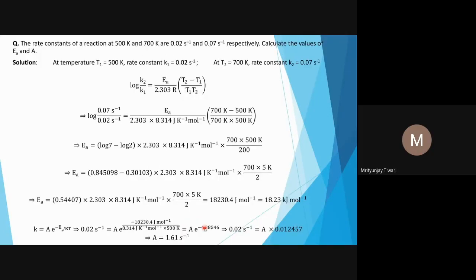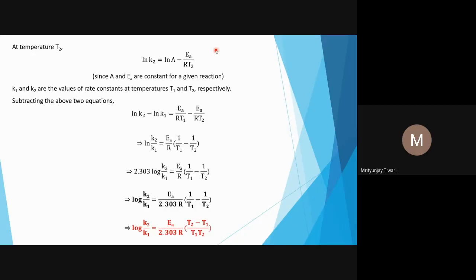The rate constants of a reaction at 500 Kelvin and 700 Kelvin are 0.02 per second and 0.07 per second respectively. What we see in this numerical problem is that with increasing temperature, the rate constant is increasing. That means the rate of reaction is increasing. What we have to calculate is the value of EA and A. So we have to calculate the activation energy and the pre-exponential factor. The value of activation energy we can calculate using this equation at different temperatures, where the rate constant values are provided.